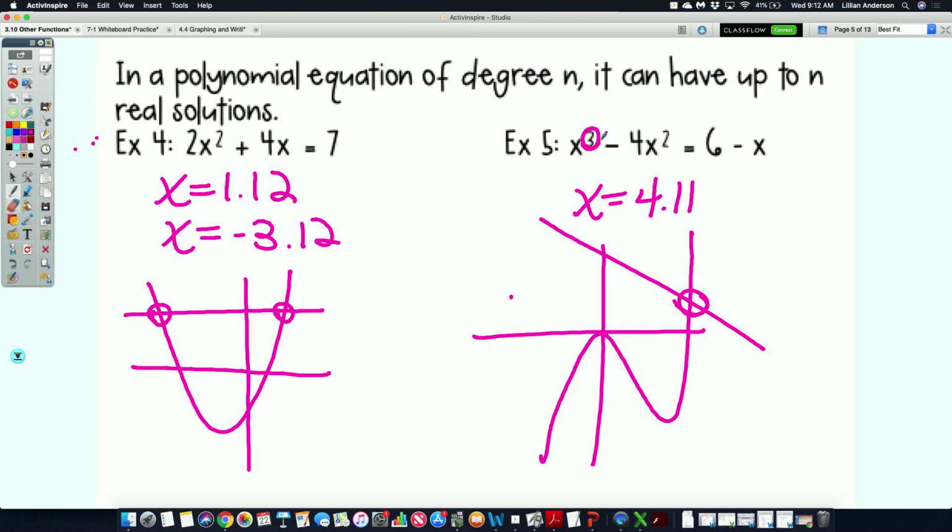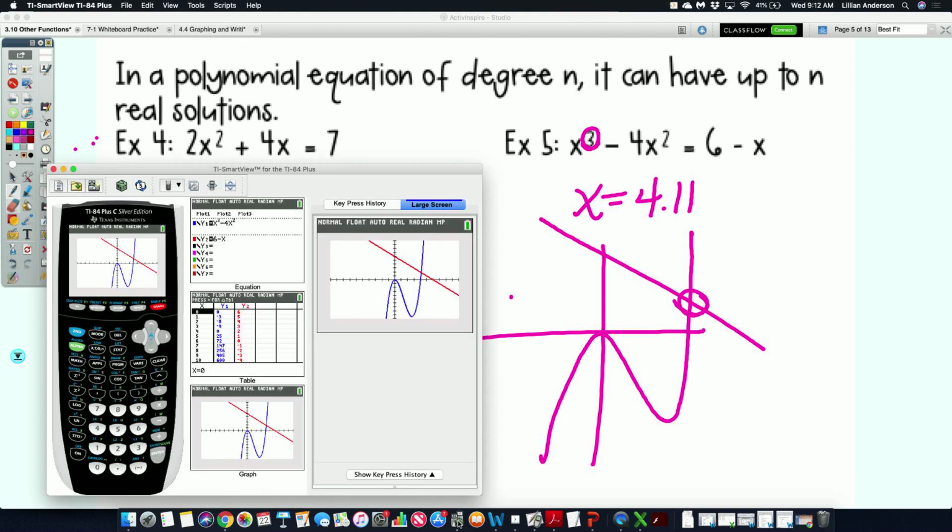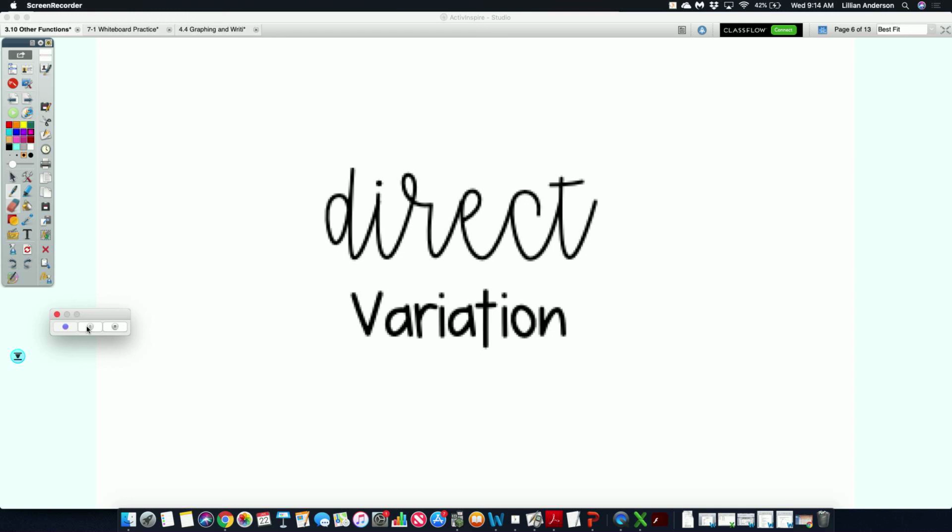My graph has a horizontal line. Check your window. Is your window? Direct variation.